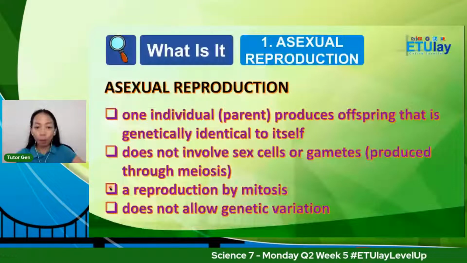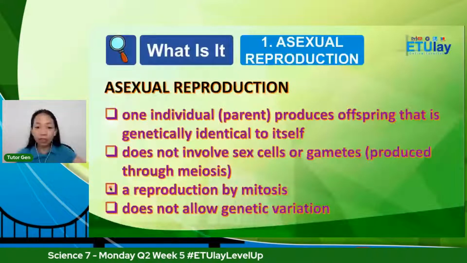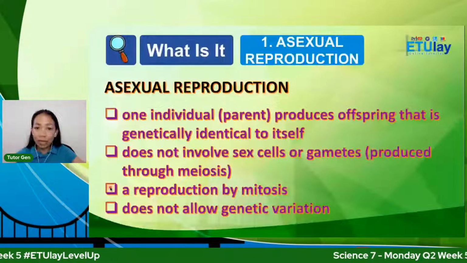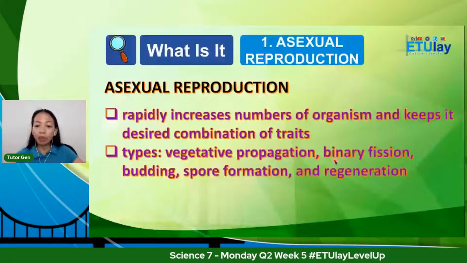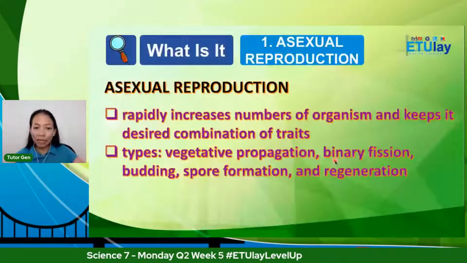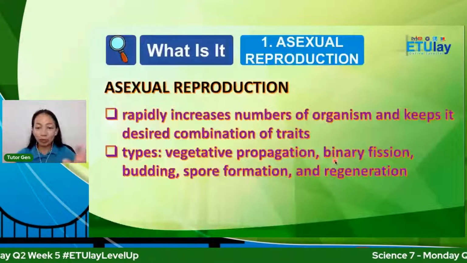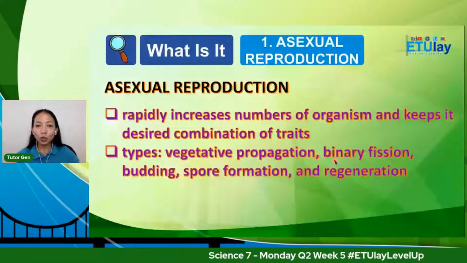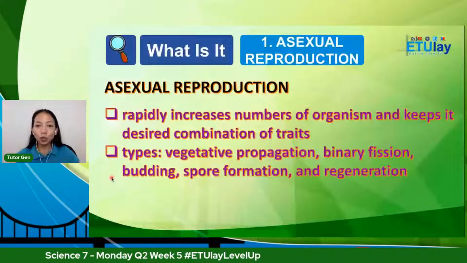And fifth, regeneration. So again, number 1, vegetative propagation. 2, binary fission. 3, budding. 4, spore formation. And number 5, regeneration. So please, I'll give you few seconds to write that down, yung 5 klase ng asexual reproduction. Take note, and we will learn each one in the next slides.